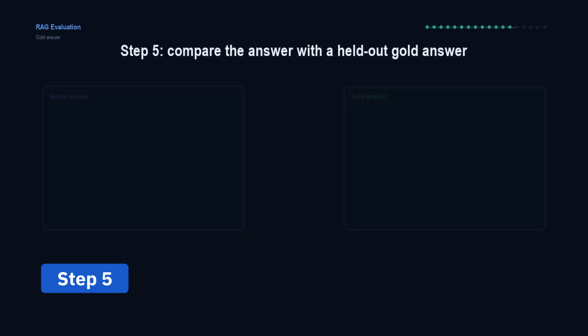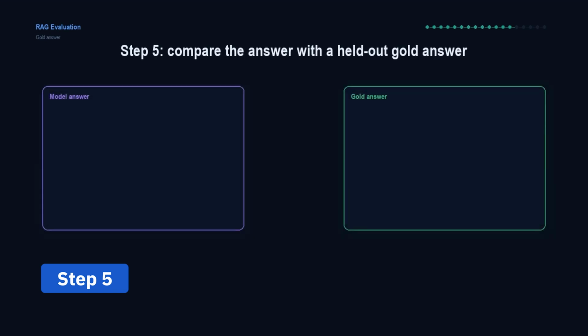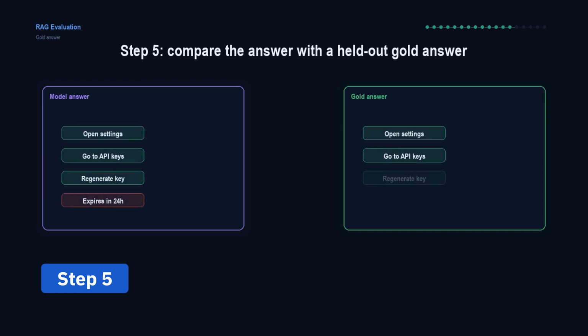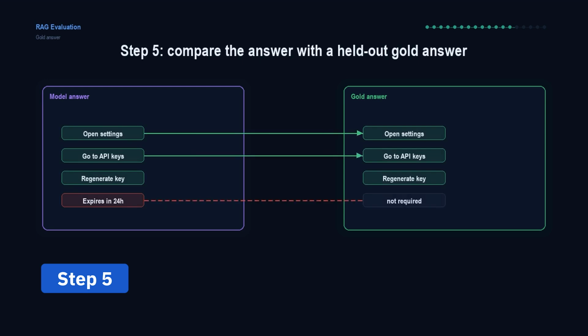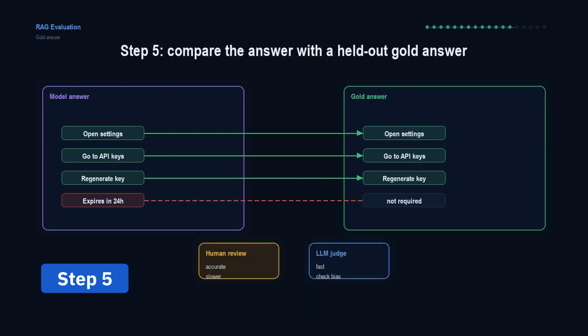Step 5 is to compare against a held out gold answer. You write or curate a correct reference answer ahead of time and then compare the model's generated answer against it, either with human review or with an LLM acting as a judge.